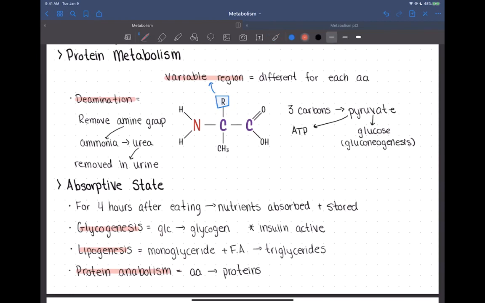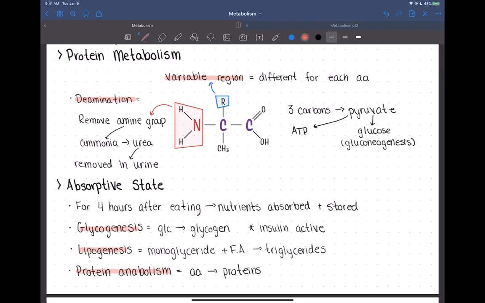All right, and then we have this part here. This is called the amine group. Okay, so this amine group is the nitrogen-containing group. And so in order to use an amino acid for energy, first we have to remove this nitrogen.